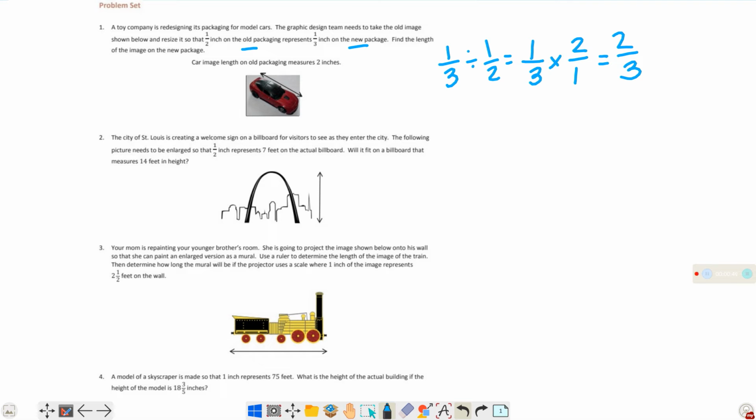Then we take our scale factor and we multiply by that dimension. In this problem, it's 2. So 2 times 2/3. 2 times 2 is 4 over 3. We can just leave it just like that. You don't have to change it to a mixed number. 4 over 3 is a perfectly acceptable answer.